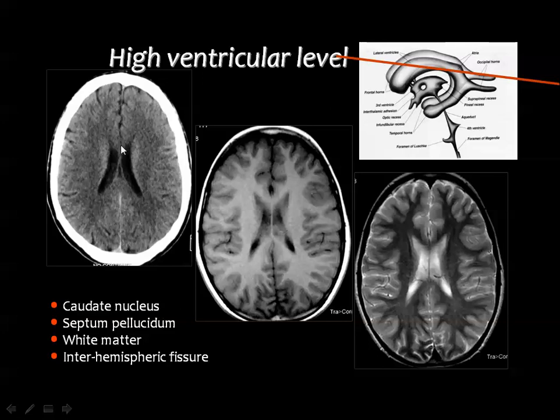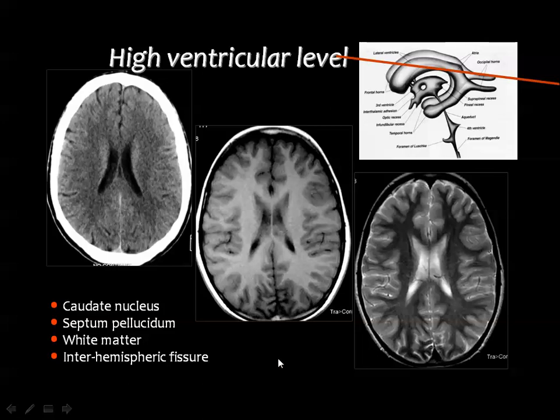Then the septum pellucidum is a fine septum separating the bodies of the ventricles, and the brain substance is divided into two parts. The white matter, which is a little bit dark in CT and MRI T2, and it is bright in MRI T1. And you can see also the cortex of the brain, or the gray matter, which is brighter in the CT and MRI T2 and dark in the MRI T1. And also you can see the interhemispheric fissure separating the two hemispheres.